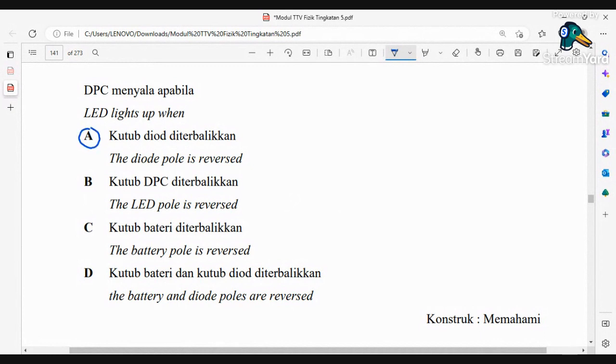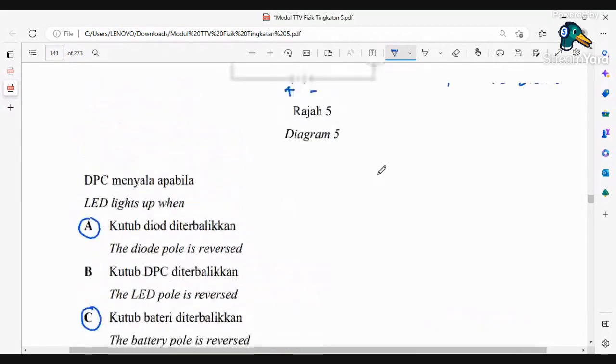If the diode pole is reversed, can? LED, no. If the battery pole is reversed, can. Both cannot be reversed at the same time, only either one. Okay.